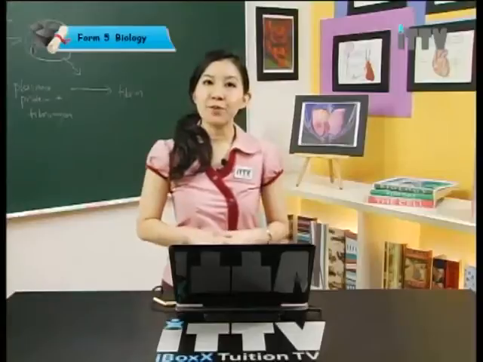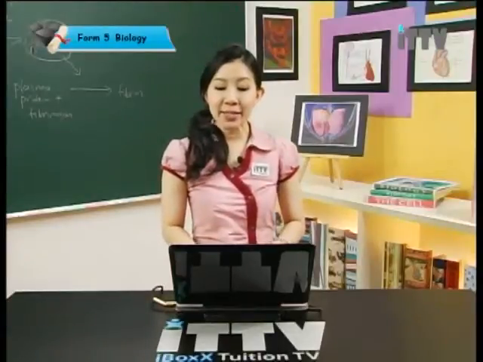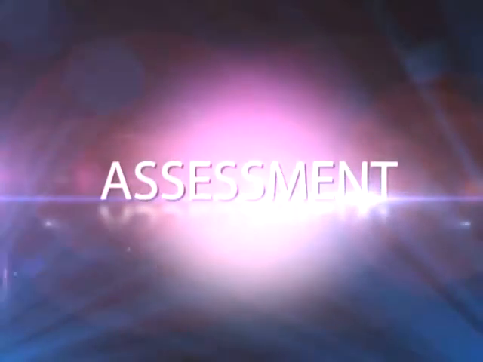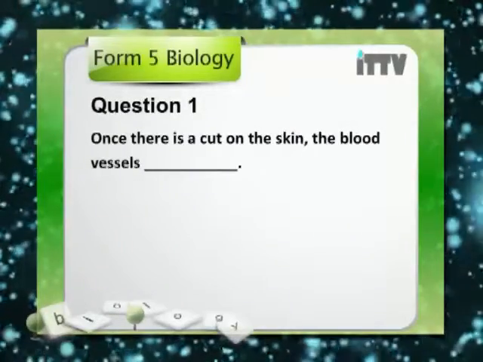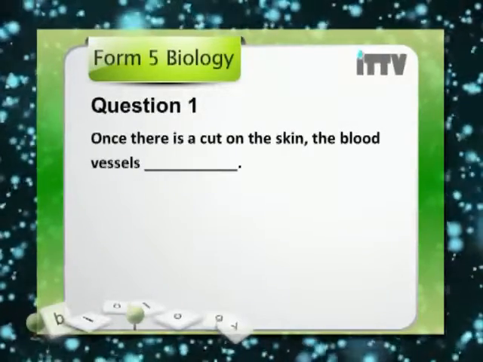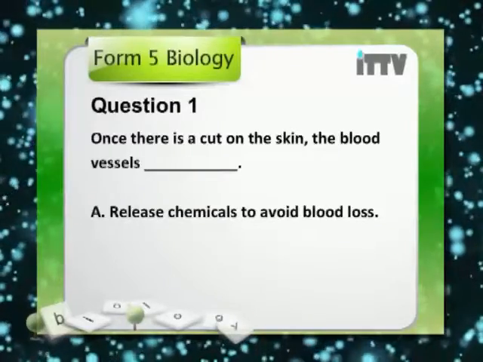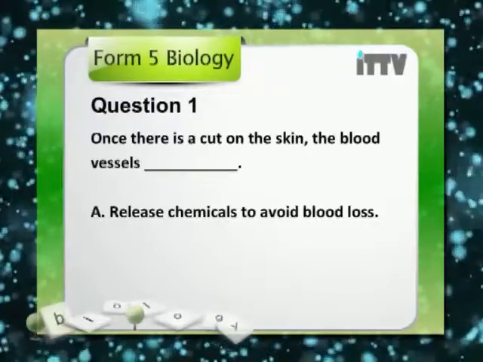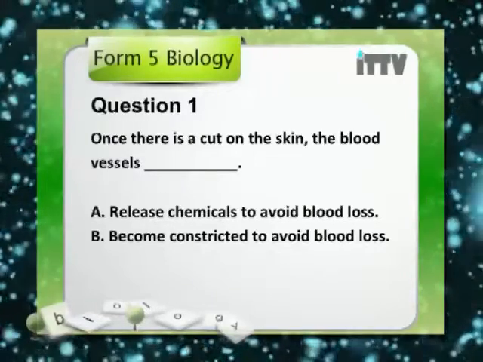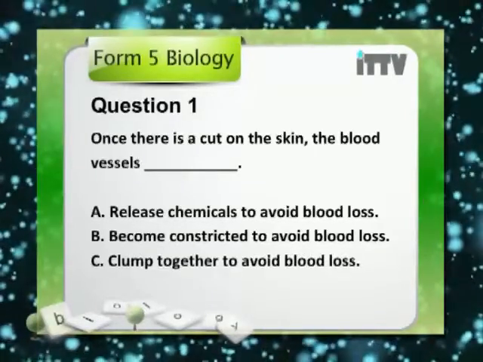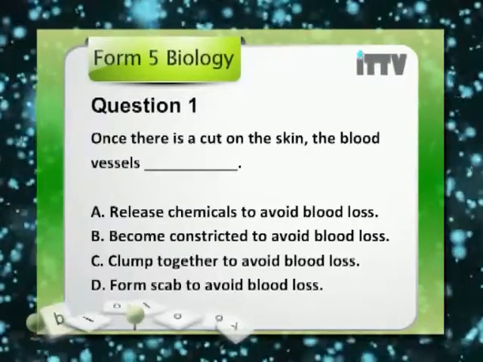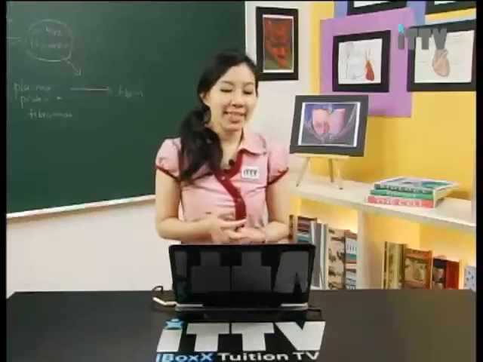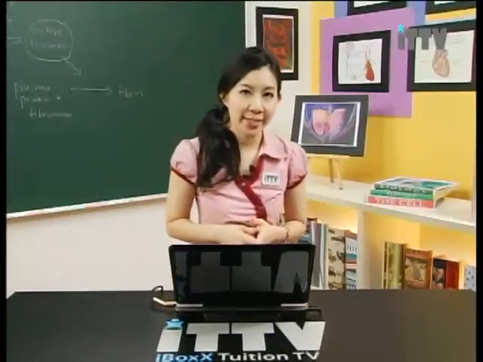Now, that was for the theory part. Let us look at some questions. Firstly, once there is a cut on the skin, the blood vessels dash. A. Release chemicals to avoid blood loss. B. Become constricted to avoid blood loss. C. Clump together to avoid blood loss. And D. Form a scab to avoid blood loss. What do you think is the answer for this very simple question?